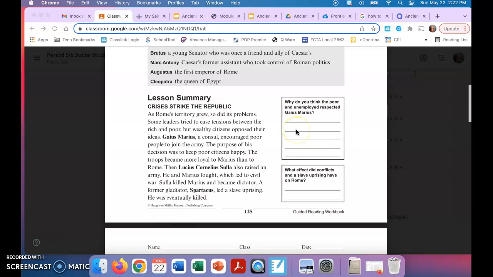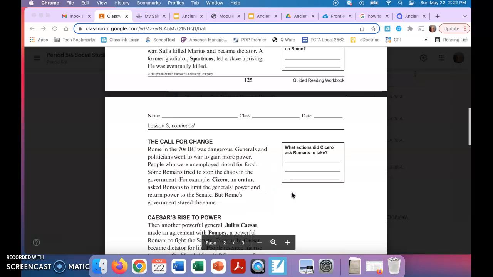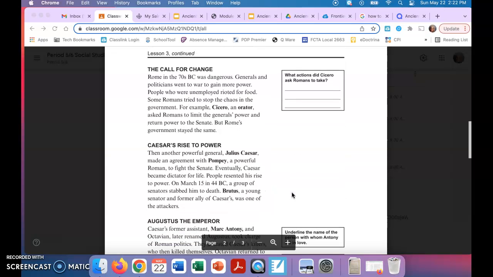That's right there in the reading. And then what effect did conflicts and a slave uprising have on Rome? It's not going to be right there for you. You're going to have to think about that one a little bit. On the next page, the call for change. The question that you're going to answer is, what action did Cicero ask Romans to take?